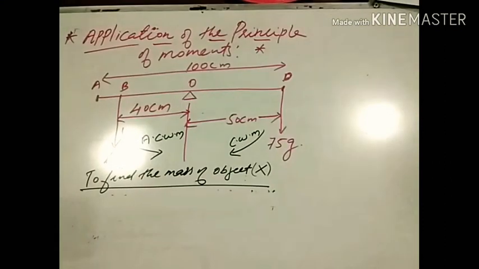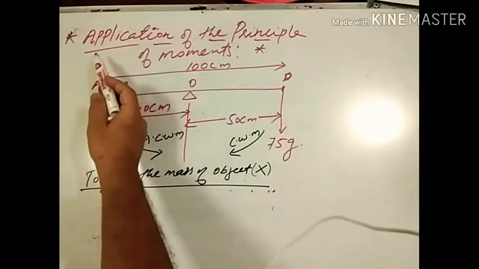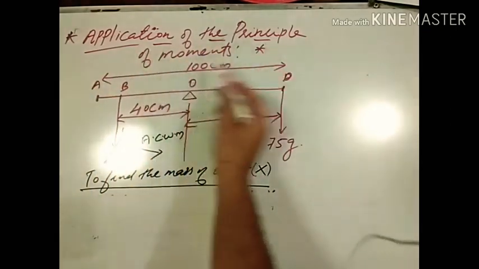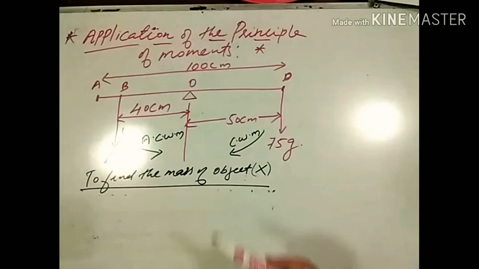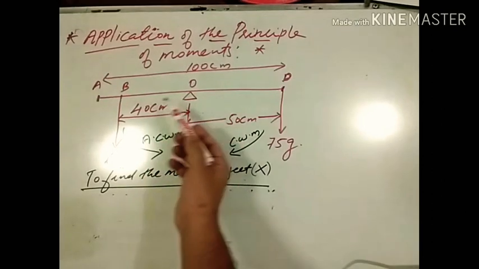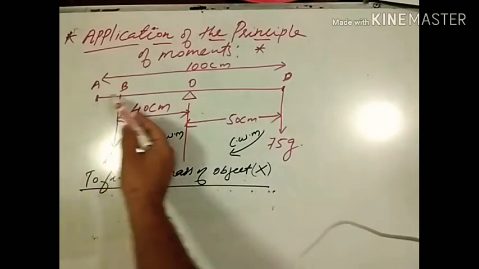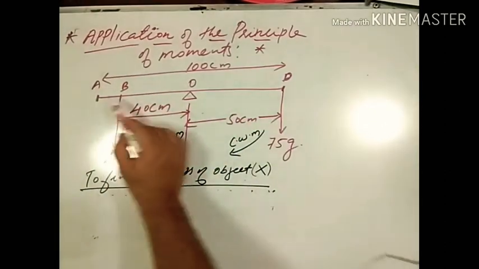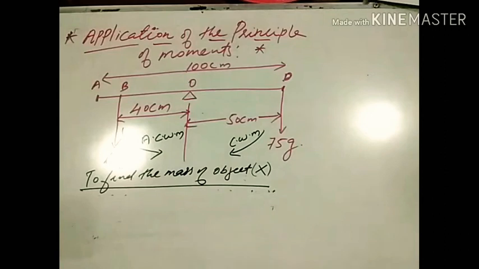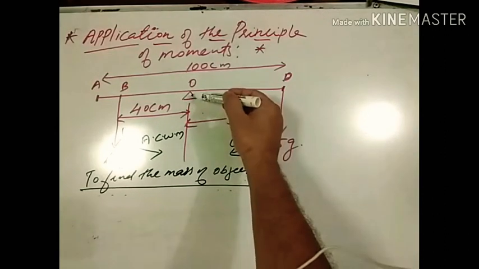Now let's study an important application of the principle of moments, that is to find the mass of object x. A simple beam can be used to determine the mass of a given body. Look at the diagram drawn on the board. What do you see? AD is a simple beam, a uniform simple beam which is supported at the point O.